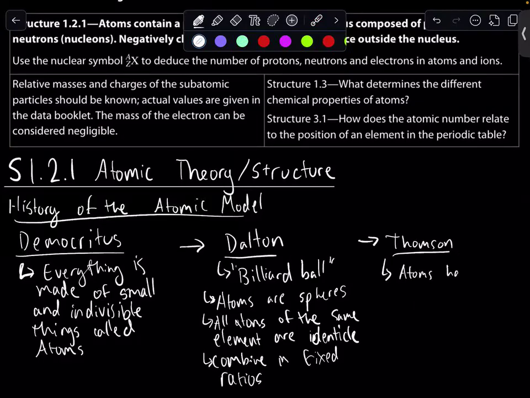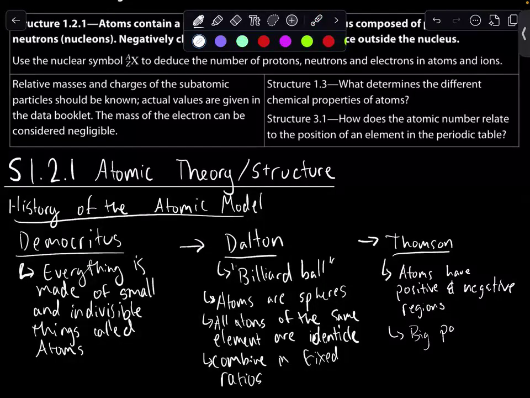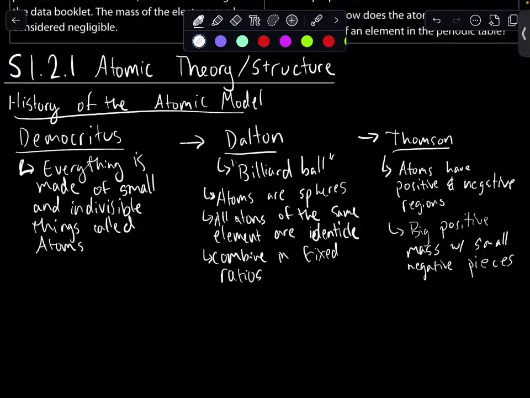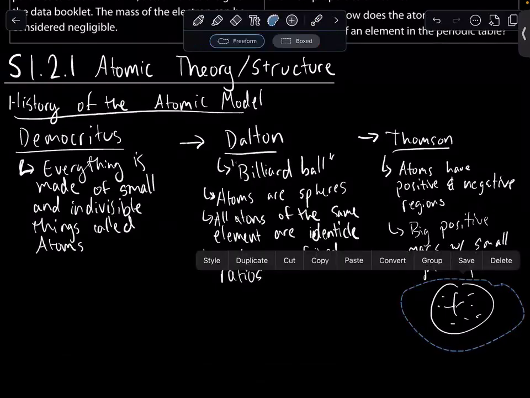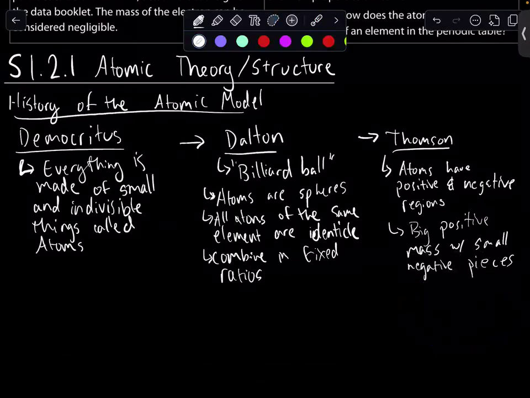Atoms have positive and negative regions. More specifically, he said it's a big positive mass with small negative pieces. Kind of like a chocolate chip cookie, he called it the plum pudding model. So you have a big positive and a bunch of little negatives dotted throughout. Now, this allows us to see a separation of charge, so he brought that concept.